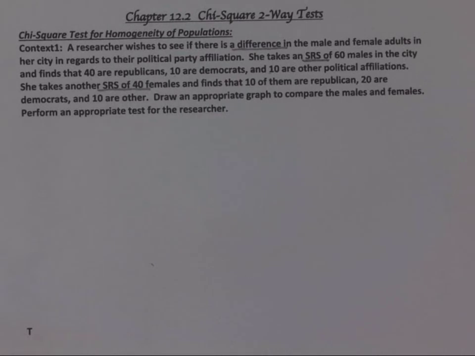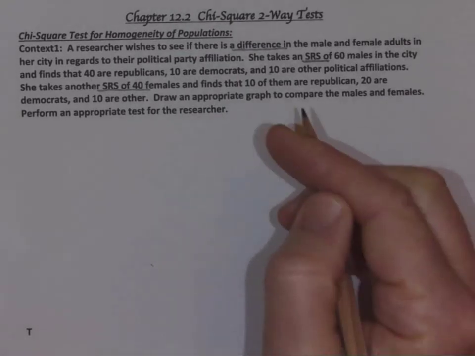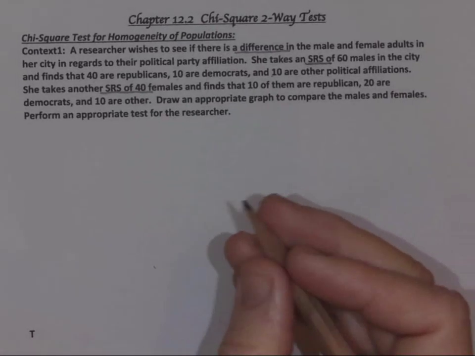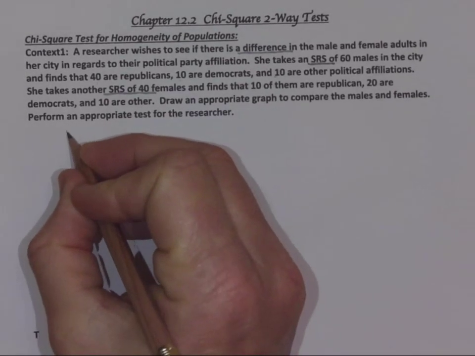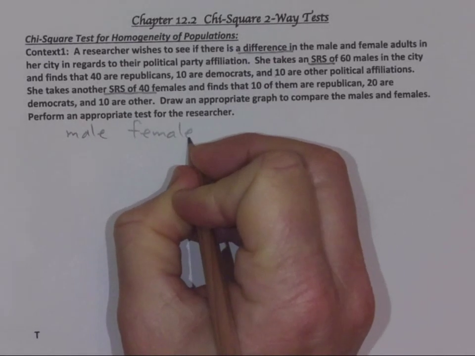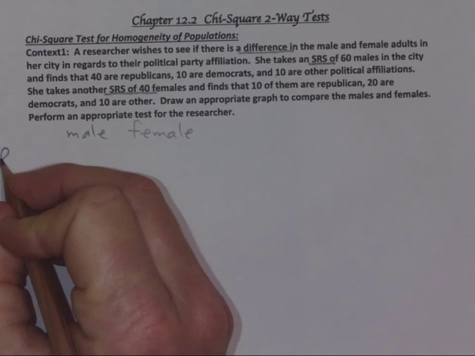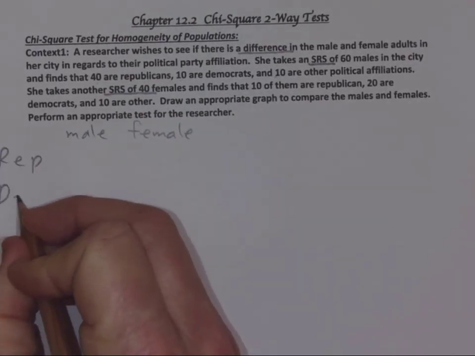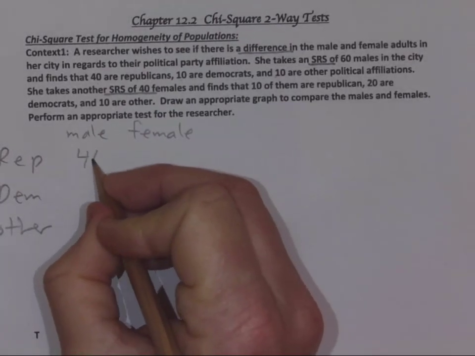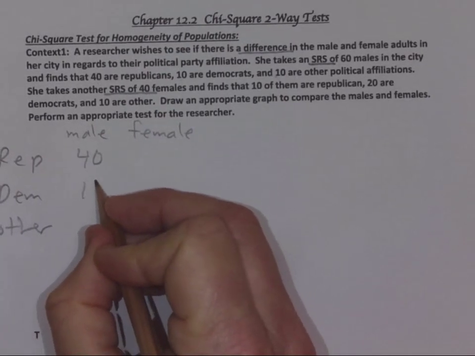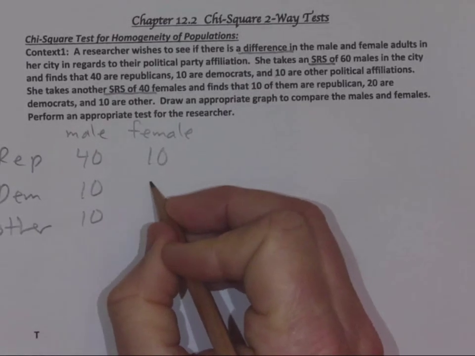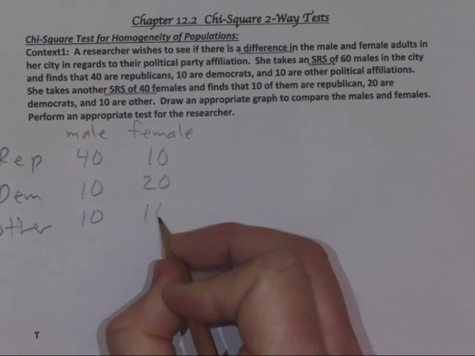And so what we'll do, you remember with categorical data, the graph is going to be a bar graph. And so what we need to do that, first of all, I'm going to make a little two-way table. Of course, it could ask you to do that. It could say make a two-way table with this data. And so I'll do that very thing. So we'll say male and female, Republican, Democrat, and other. And so there's 40 male Republicans, there's 10 male Democrats, and there's 10 others. And so then we have 10 female Republicans, 20, and then 10, like that.